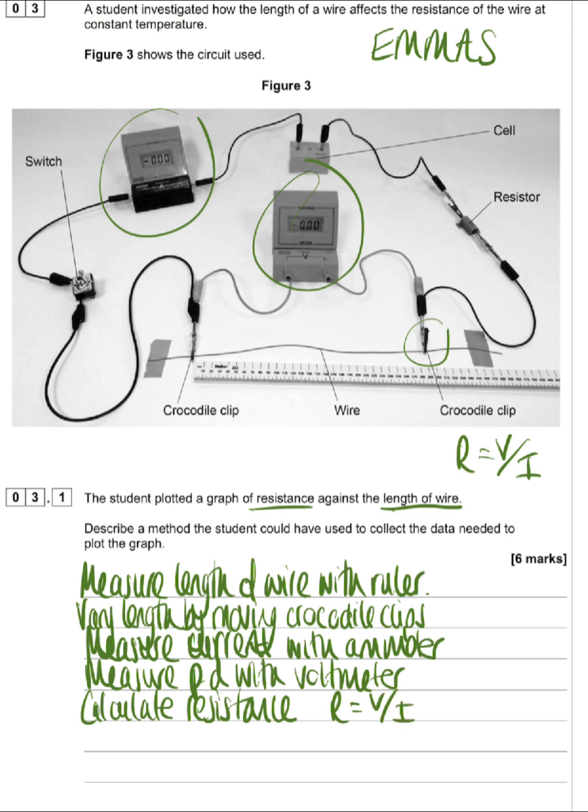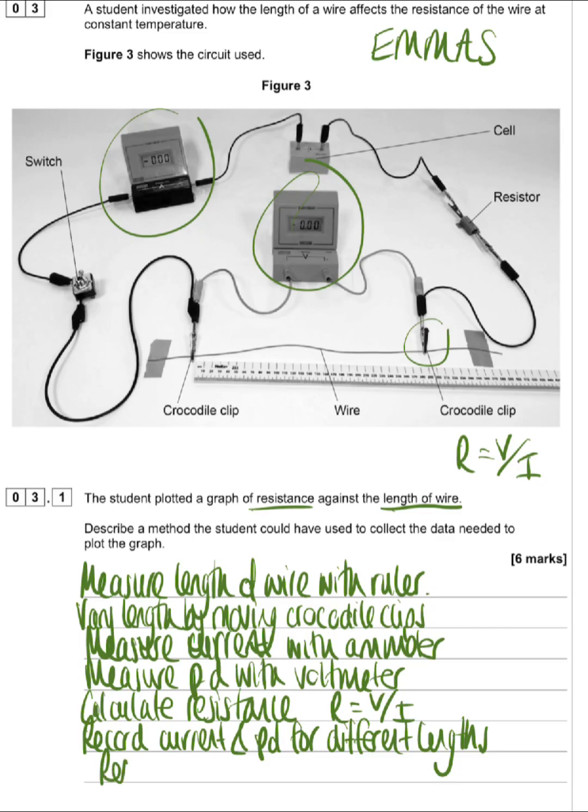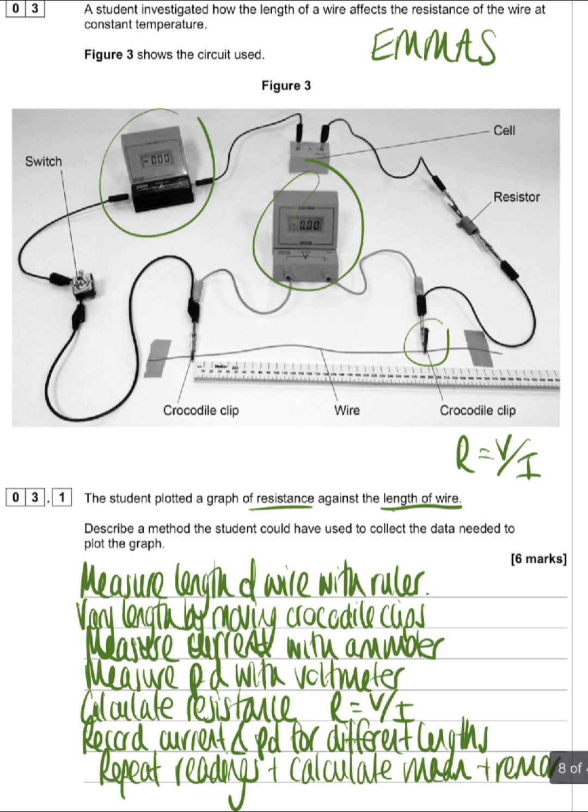We're now going to repeat that for different lengths. Now you could say what those lengths are. So you could say, for example, 10 centimeter intervals between 0 and 100 centimeters. That's really helpful too, because that shows that you know exactly how this should be carried out. We need to repeat our readings and calculate a mean. And the reason we calculate a mean is to remove any anomalies.